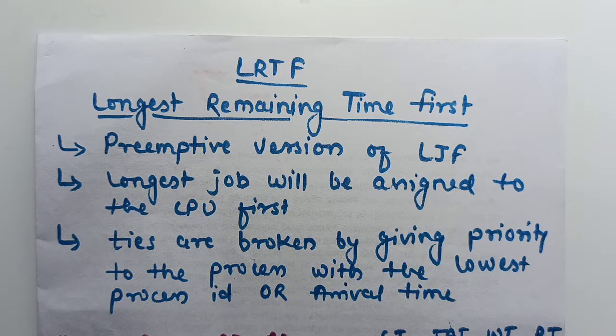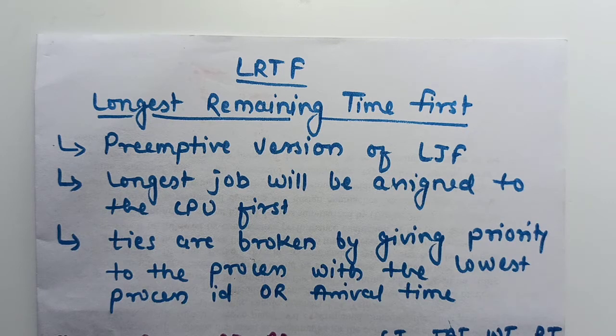Okay, so the job which is having the highest burst unit among all the processes, among all the available processes in the computer system at that time, will be allocated to the CPU first. Okay, and if there is a tie among those processes, if two processes are having the same burst unit, that tie will be broken by giving the priority to the process with the lowest process ID.